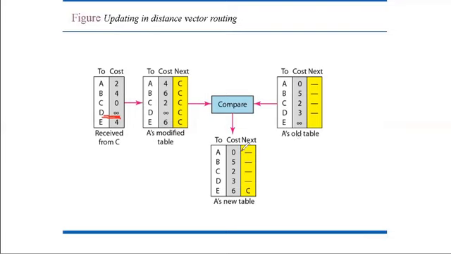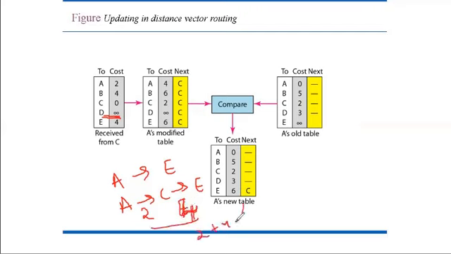So it will have A to A is 0, A to B is 5. It will keep all the old values, and whatever is infinity is replaced by the value from the received table. In this case, it will add A to E. How does it reach? It reaches from A to C, then C to E. What is the distance from A to C? A to C, the distance was 2, and then C to E, the distance is 4. So it will add these two values, 2 plus 4, and update its new table. So this is with respect to distance vector routing.